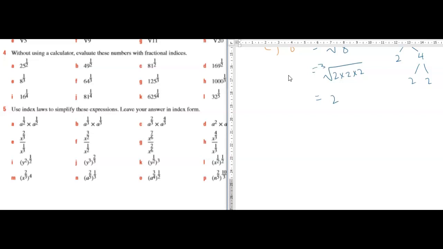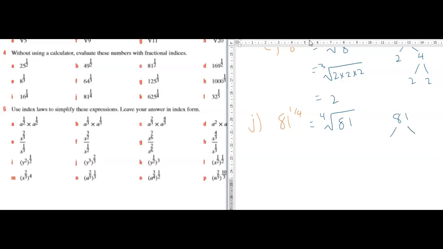Let's do 81 to the power of a quarter. So J, 81 to the power of a quarter. So that's the same as the 4th root of 81. After doing a few of these, you'll know roughly what it is. So I look at this and I'm like, oh, it's got to be 3. And then I just do it in my head to check. But if not, just write 81.